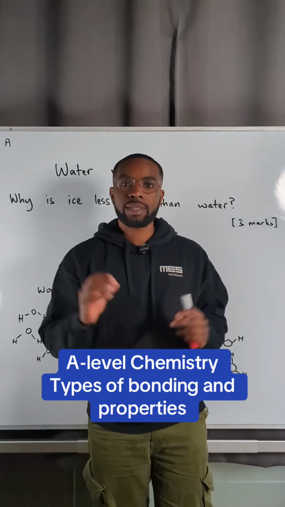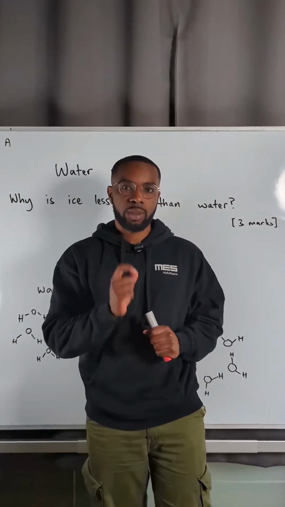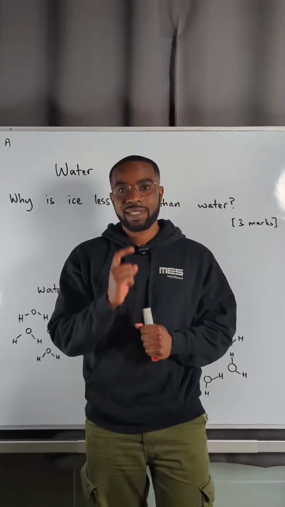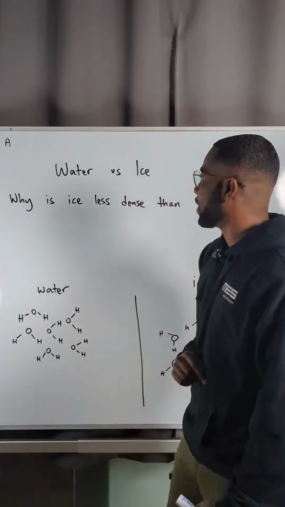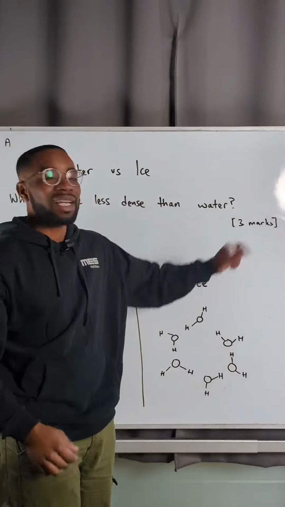We know that solids are closely packed, and usually this means they're a lot denser than liquids. So that means a solid version of a liquid substance should be more dense. However, that's not the case for ice and water. So let's explain, why is ice less dense than water? This is a classic 3-mark question.